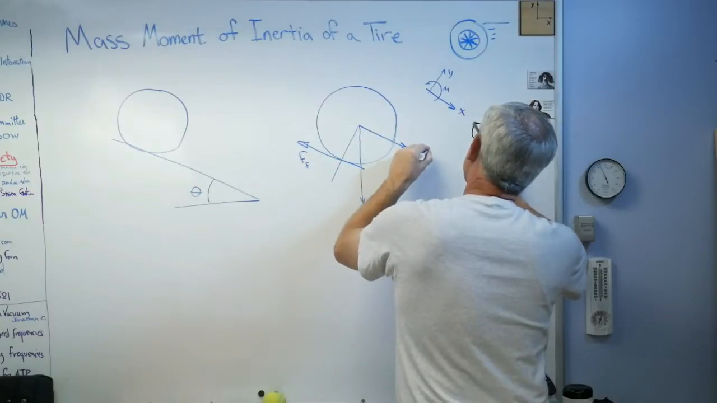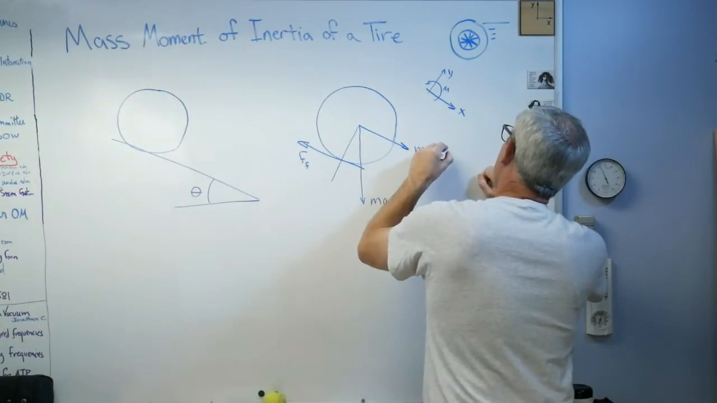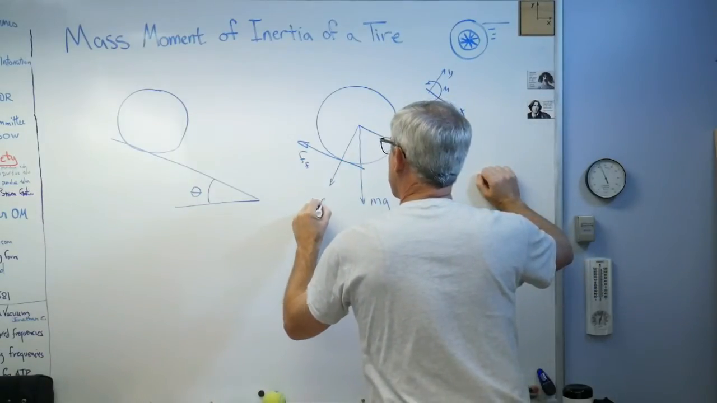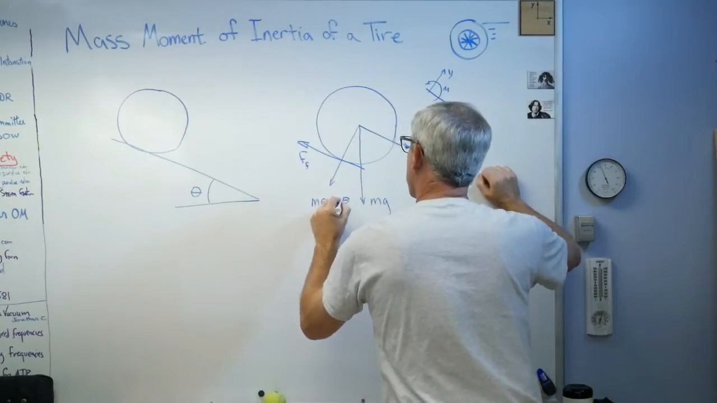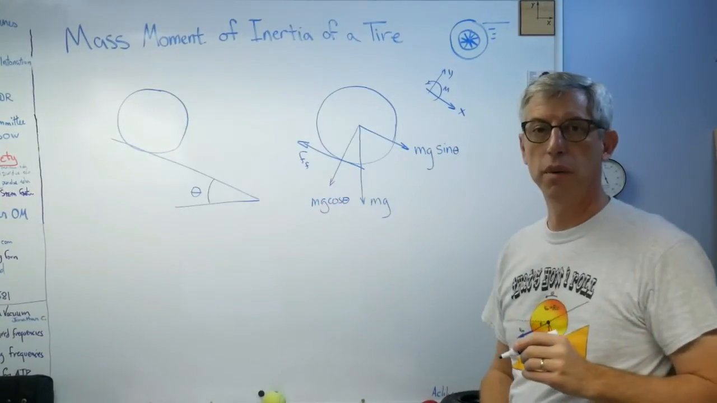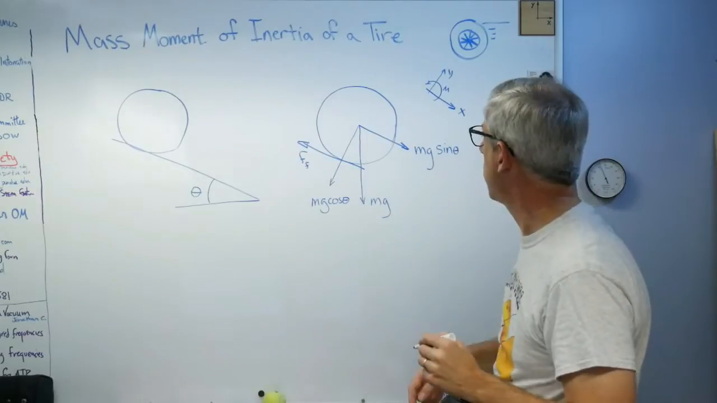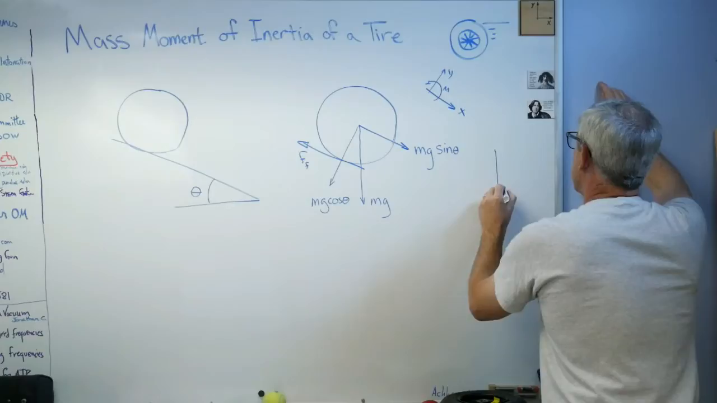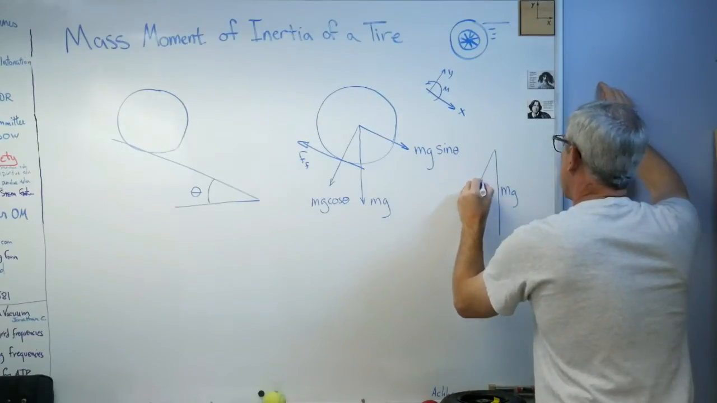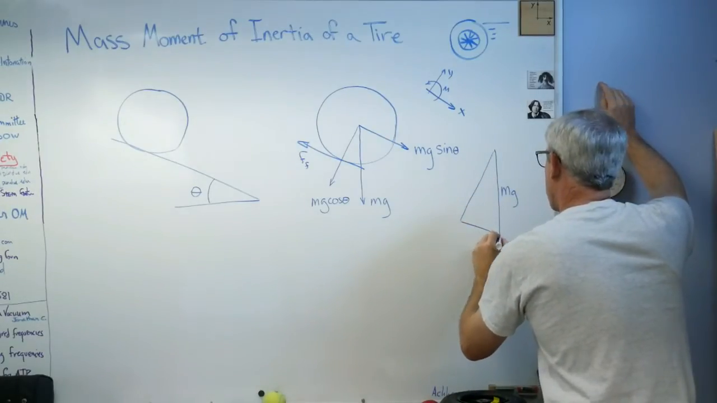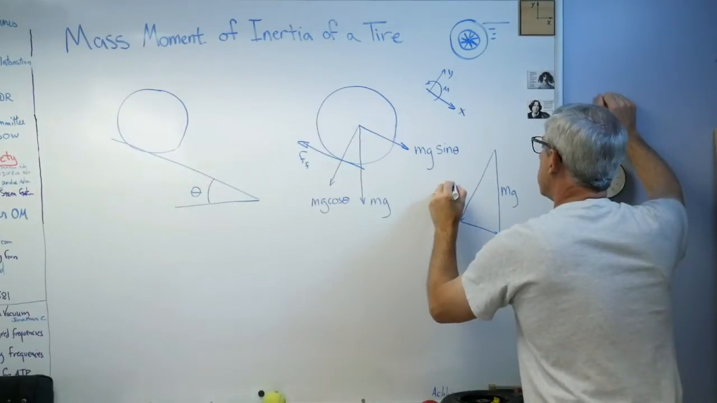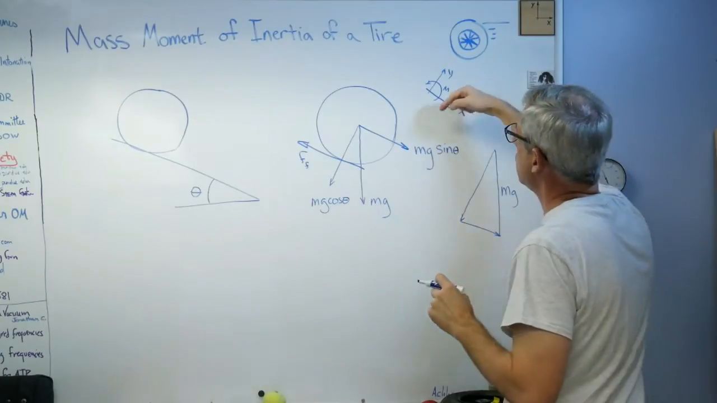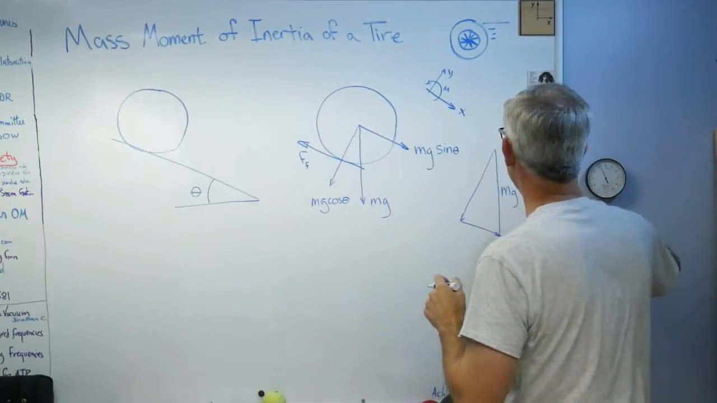So there's mg, and that's going to be mg sine theta, and that's mg cosine theta. I think I've mentioned that before in some of the other videos about how to find those, but just for completeness here, if that's mg, that's the component of mg in the y direction, and that's the component of mg in the x direction.